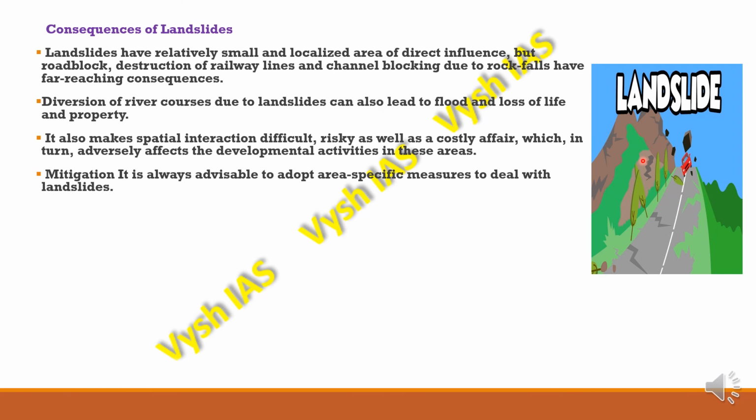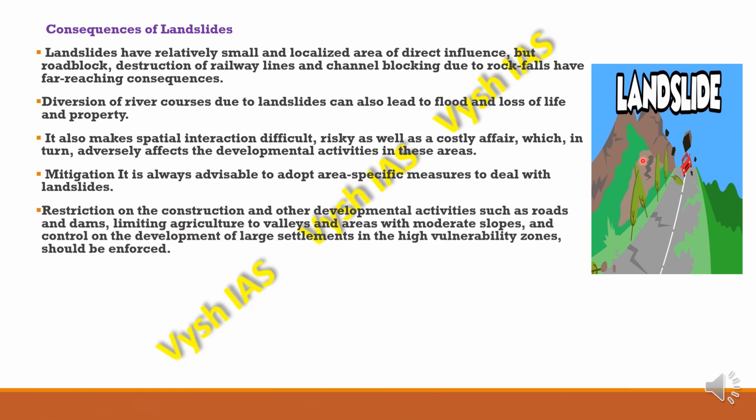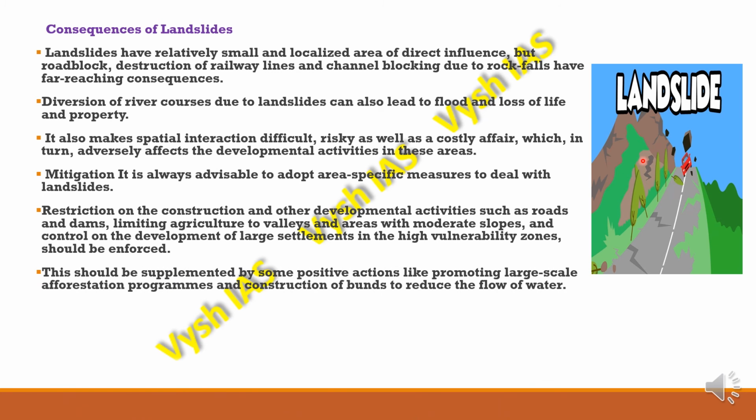So how can mitigation be done? It is advisable to adopt area specific measures to deal with landslides, because it will be different in different areas. There should be restrictions on the construction and other developmental activities such as roads and dams, then limiting agriculture to valleys and areas with moderate slopes, not too steep or high slopes, and also control on the development of large settlements in high landslide prone zones should be enforced. So this should be supplemented by some positive actions like promoting large-scale afforestation programs and the construction of bunds, which will reduce the flow of water.